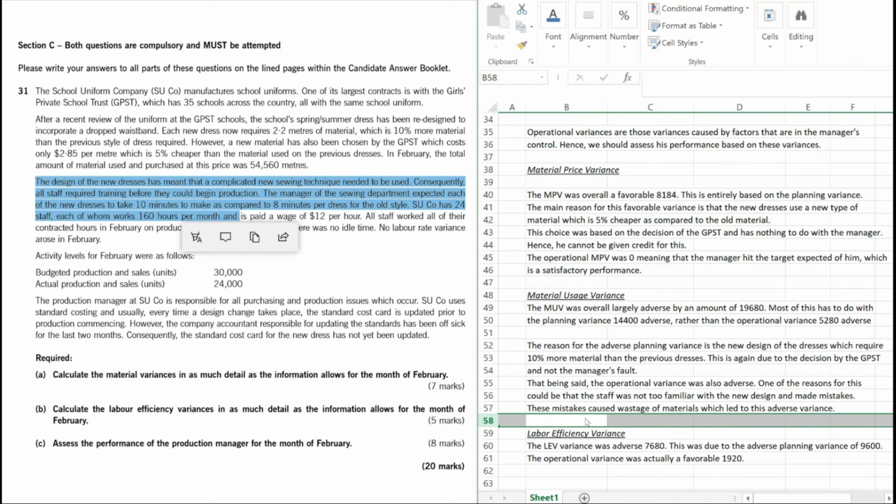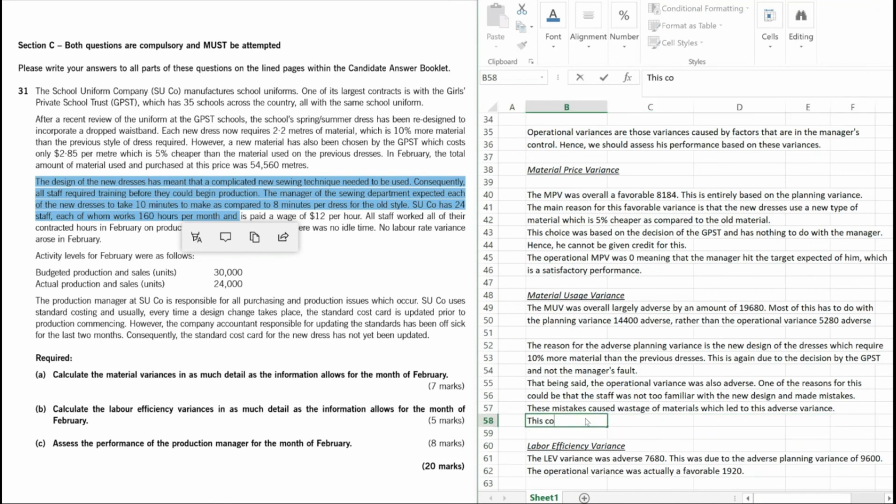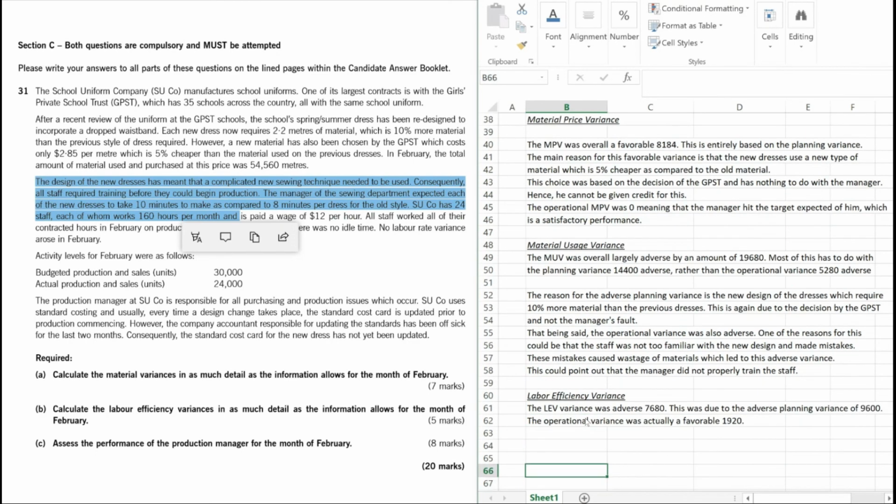This could, let's just add another point. This could point out that the manager did not properly train the staff. Okay, so just another point we can add there to strengthen that analysis.